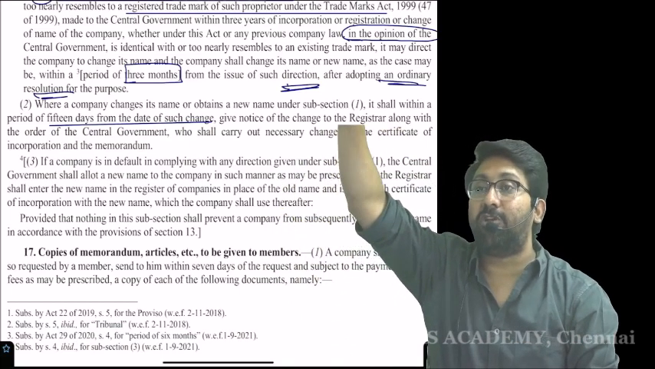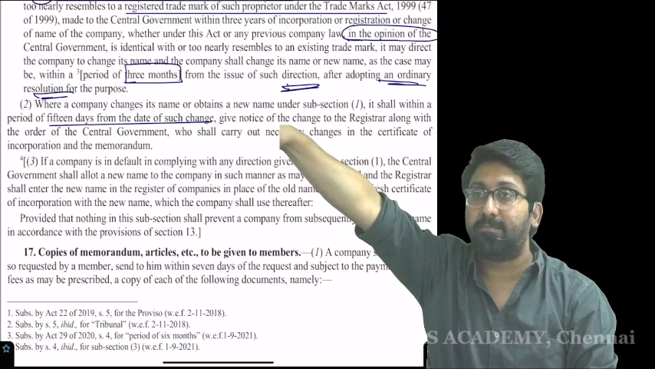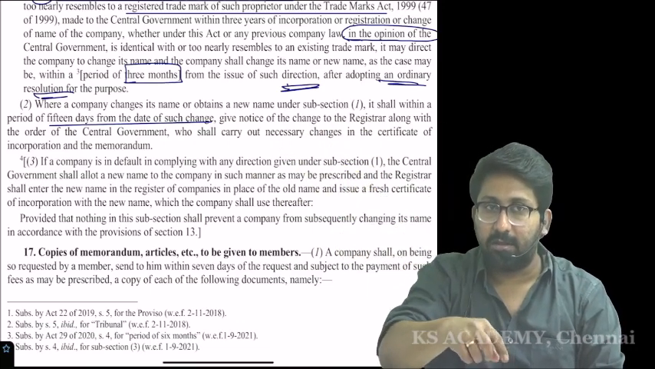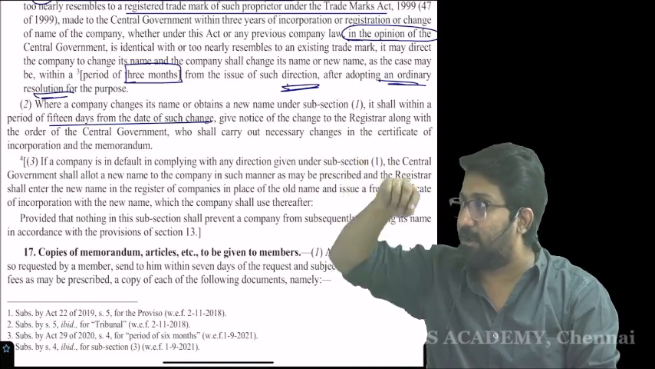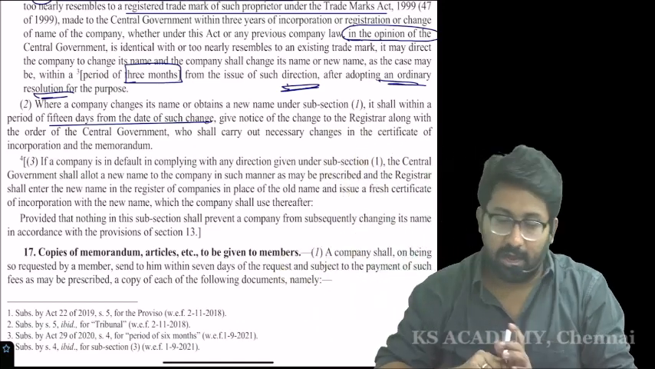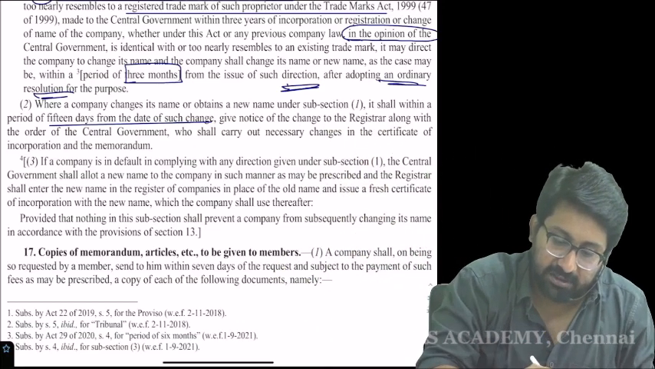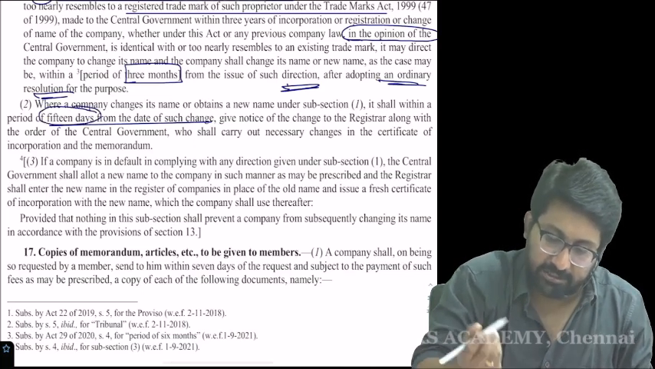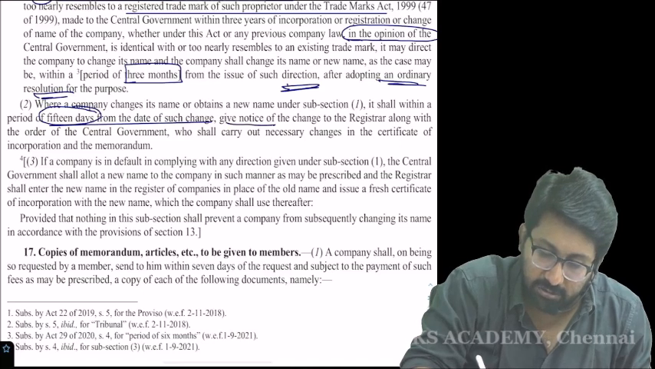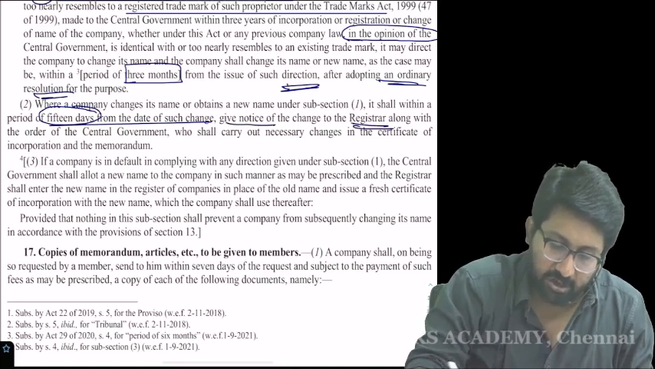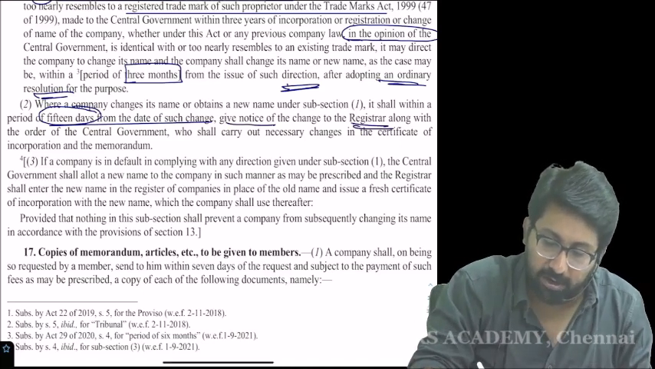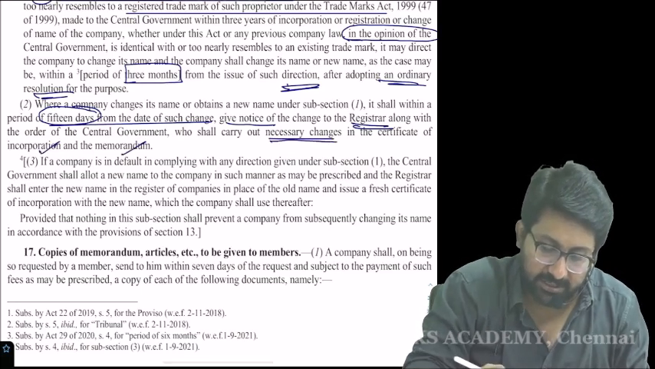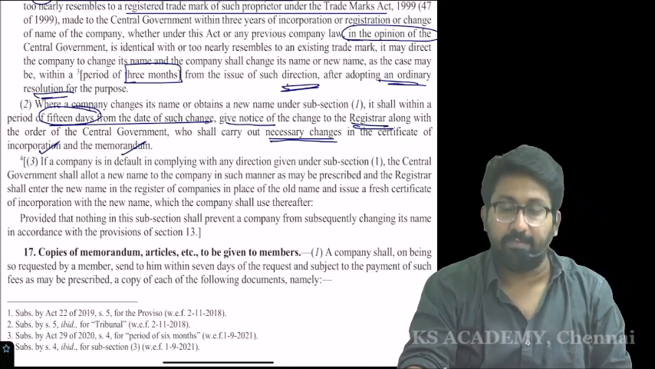The reason is very clear. MOA and AOA were originally filed with the ROC. In that, my name will not be this one. Okay, the previous name will be there. Now I have changed the name or not? I should intimate the ROC within how many days? 15 days of such change. Give a notice of the change to the registrar along with the order of the central government, who shall carry out the necessary changes in the certificate of incorporation and also in the memorandum.